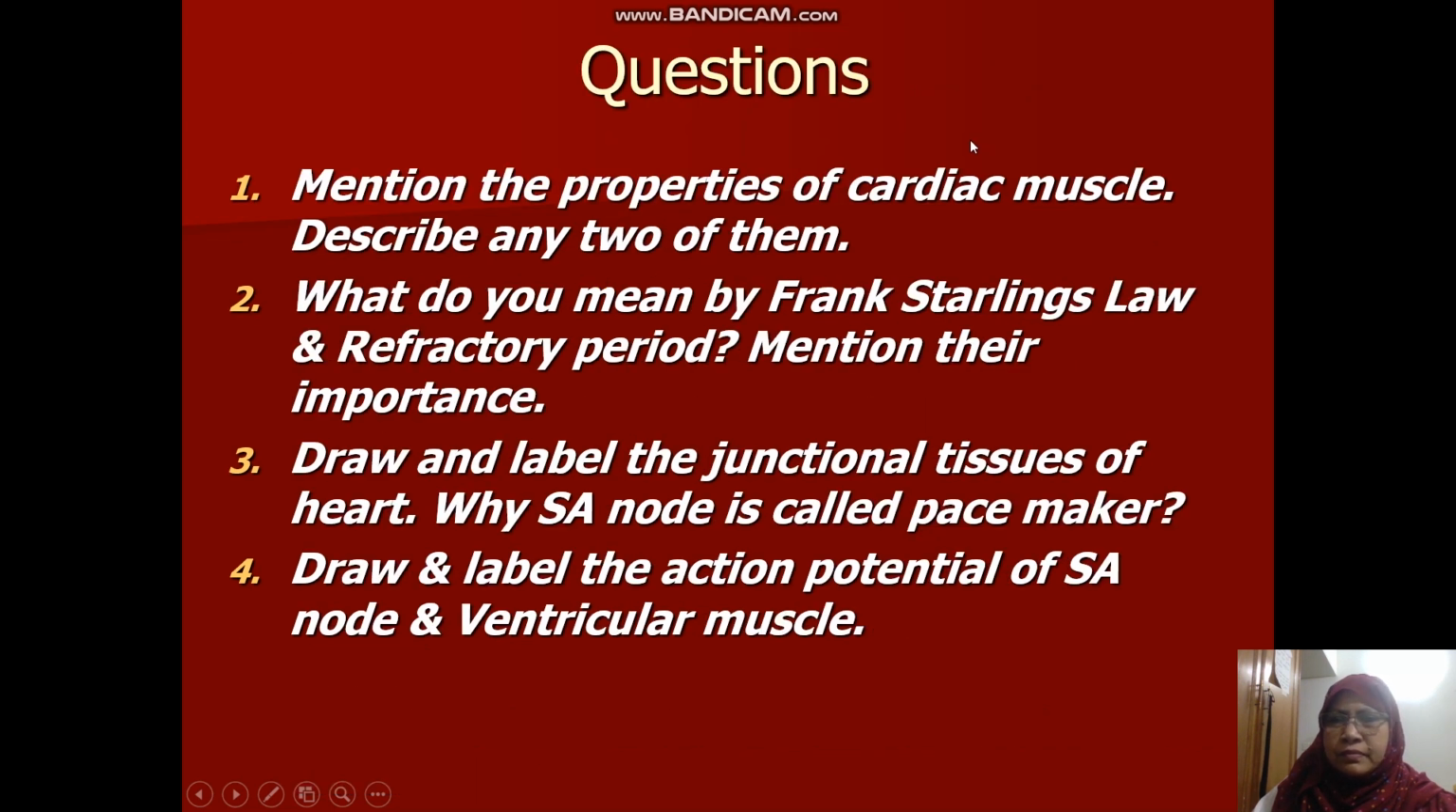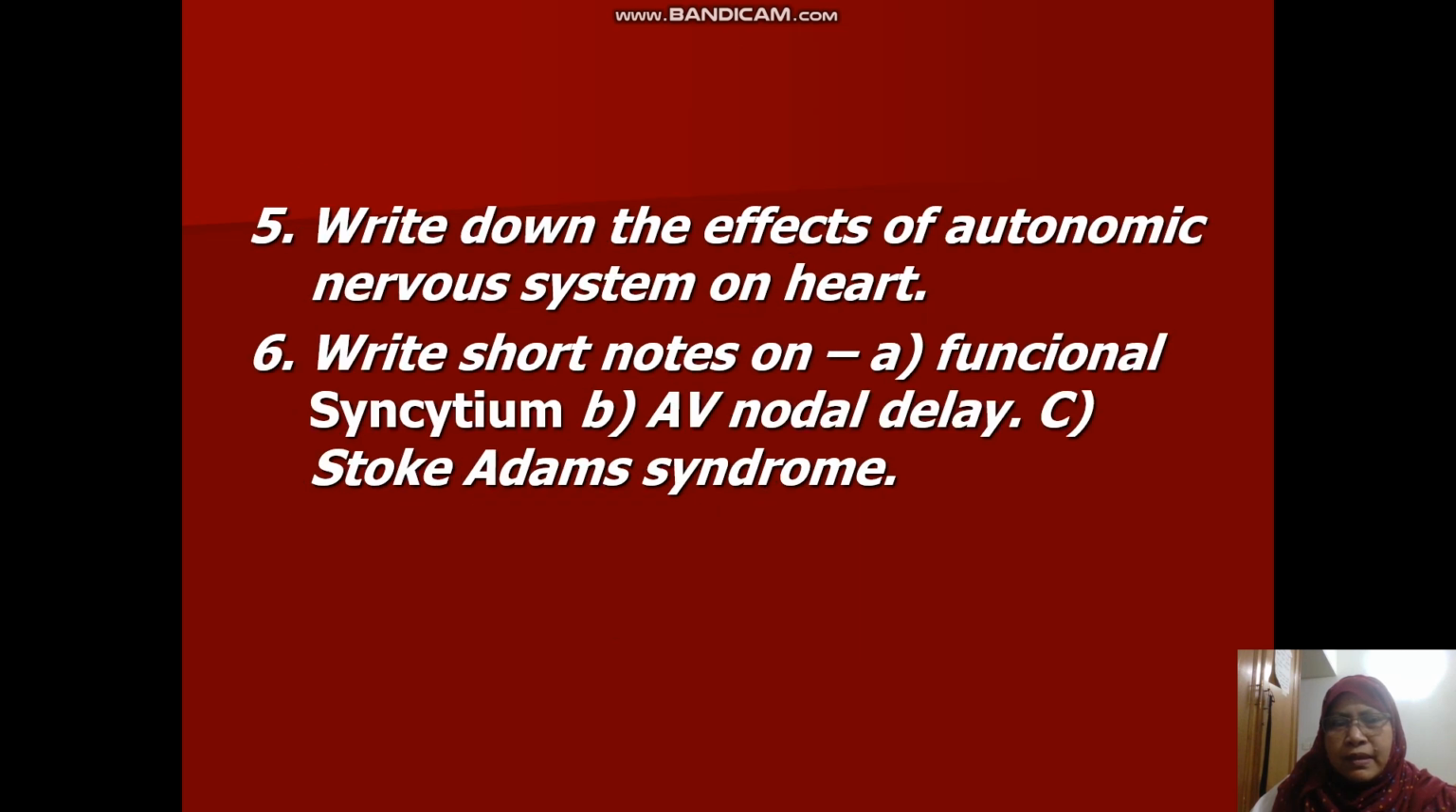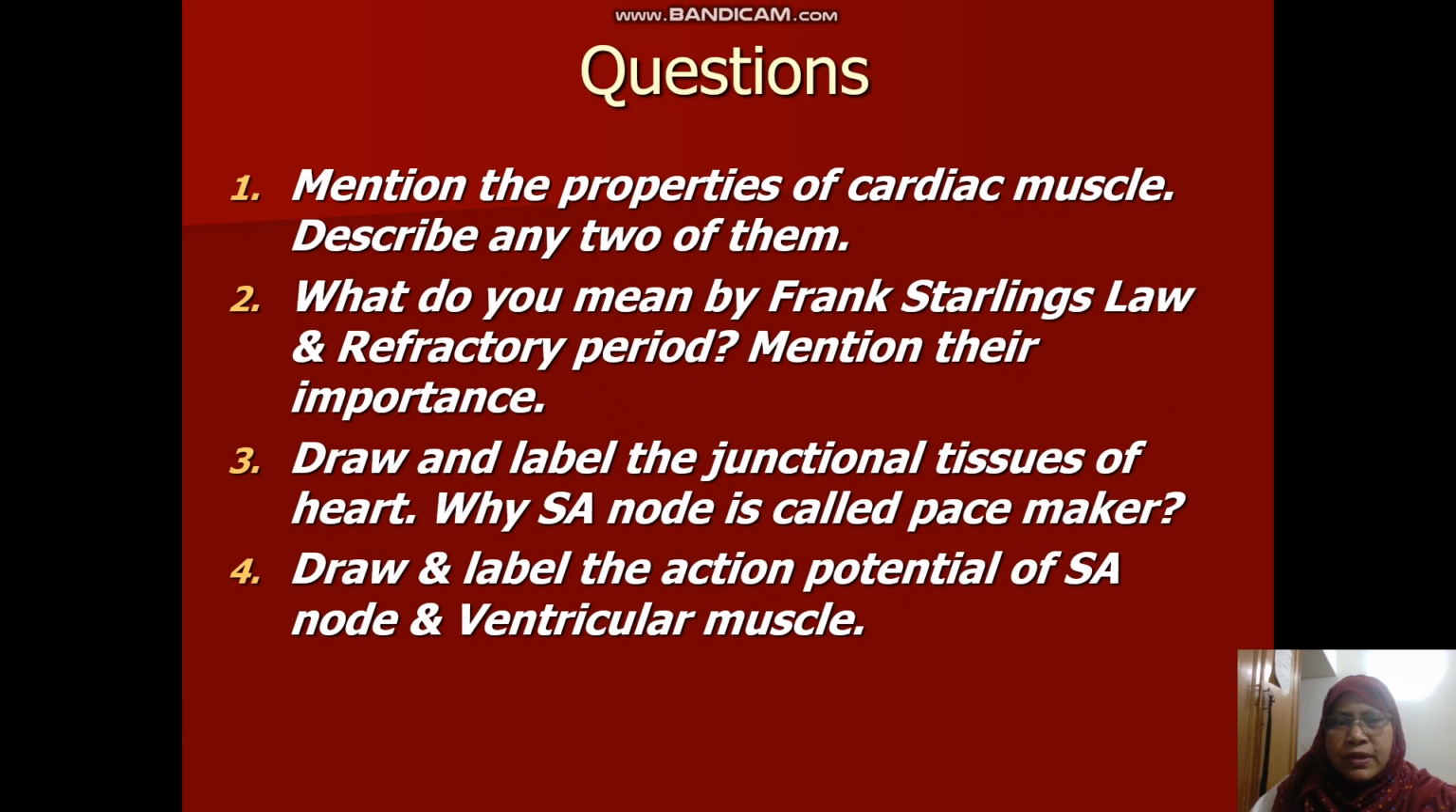Now I will give you some assignment, that is questions. These are the questions. You copy these questions, and these are the assignment. So I will read the questions first. First question is: mention the properties of cardiac muscle and describe any two of them. Second question is: what is meant by Frank-Starling law and refractory period? Mention their importance. Third question: draw and label the junctional tissues of the heart. Why is the SA node called the pacemaker?